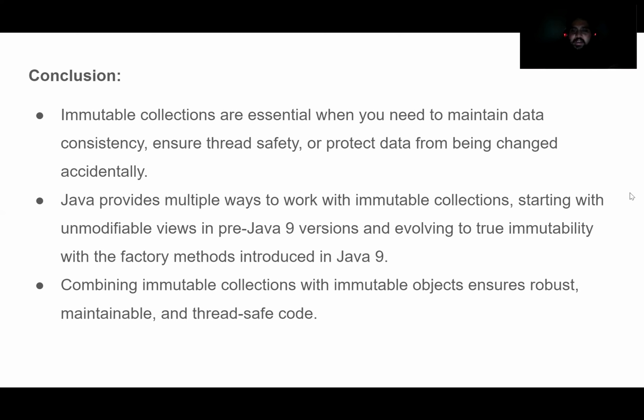So guys, this is about immutability in Java, and how to make our collection immutable. If you're making a collection immutable, it's better to make our class immutable too, so that we can achieve complete immutability. So what is the use of immutability? We have seen it is for thread safety, consistency and data integrity. So this is all about today's concept, guys.